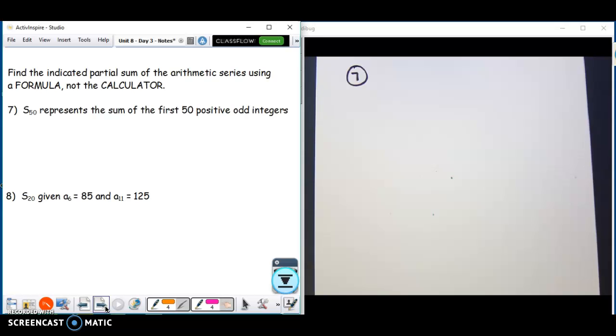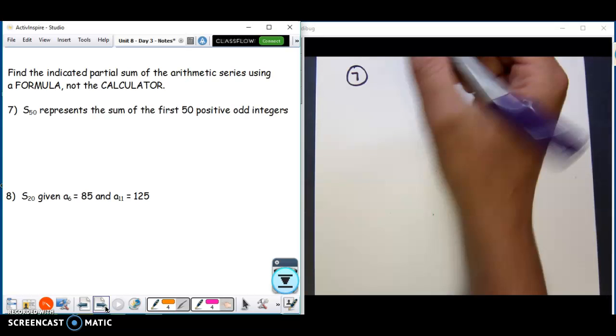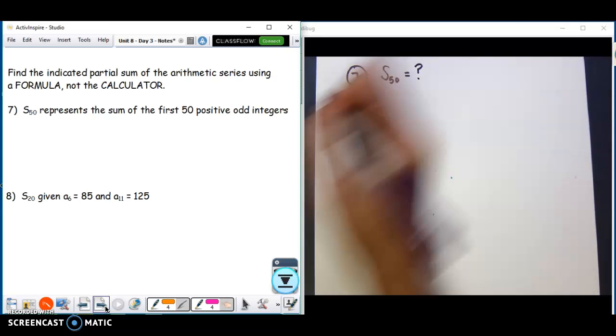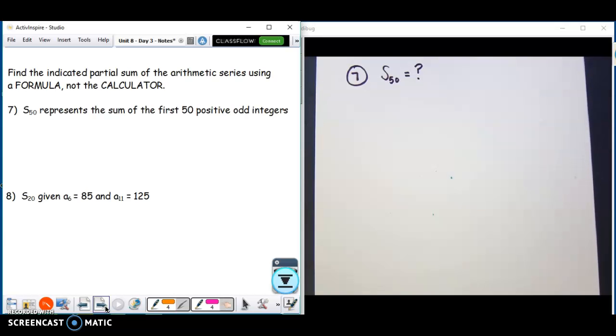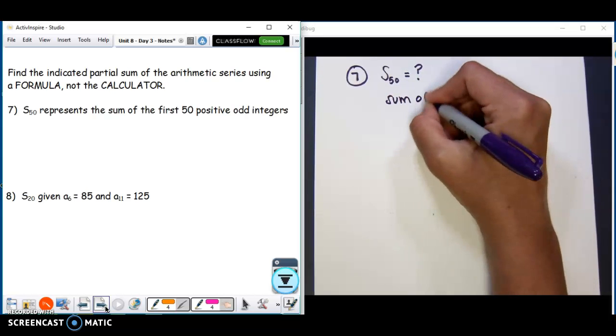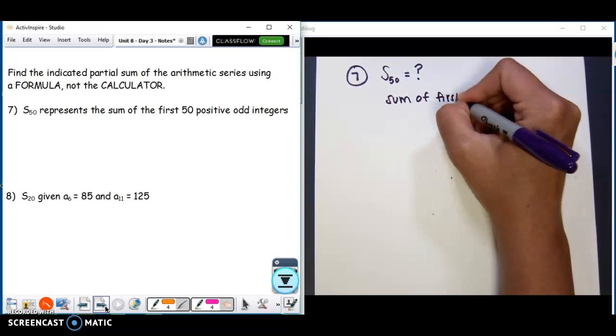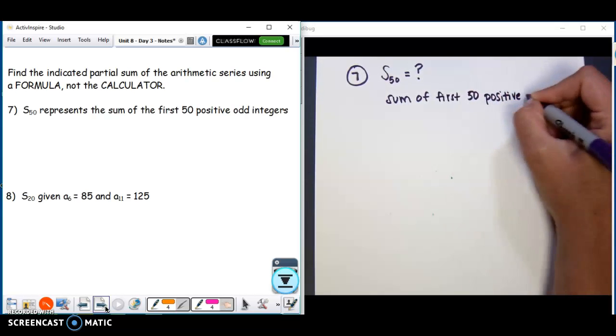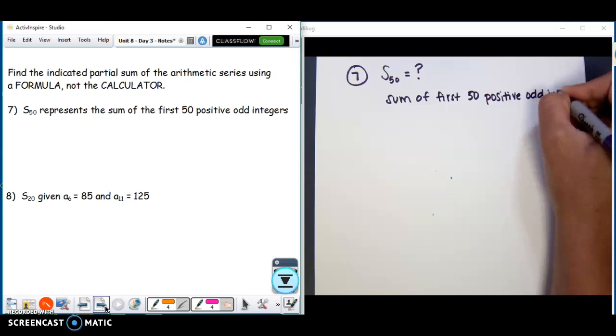It says, first, that we want to use this with a formula and not just type in the calculator, so not with the sigma that we talked about the previous day. So we want to find S sub 50. That means the sum sub 50 represents the sum of the first 50 positive odd integers.